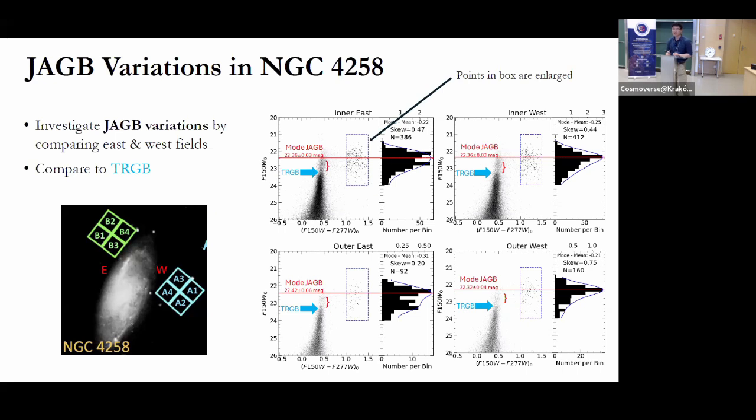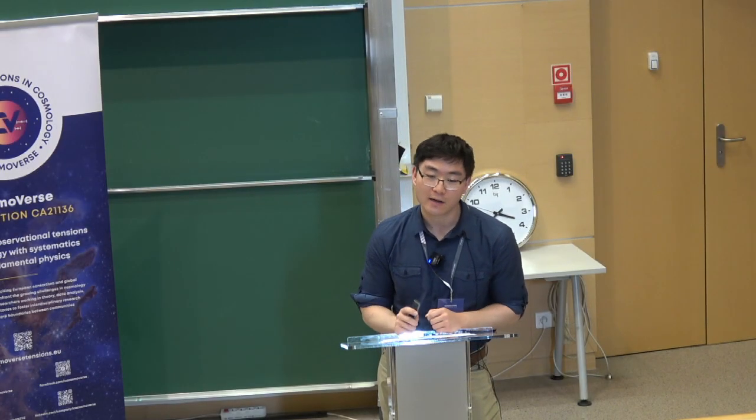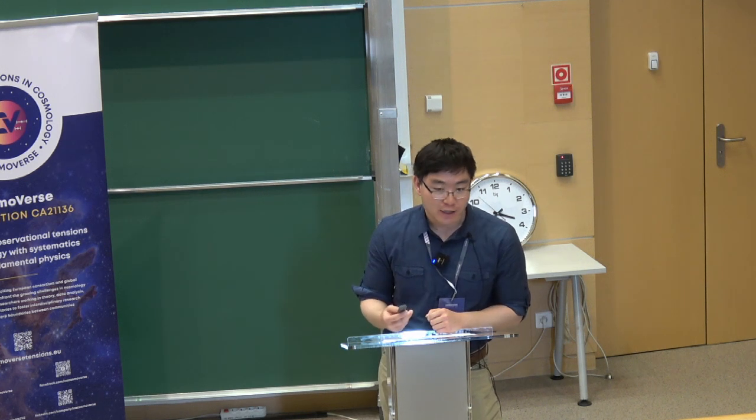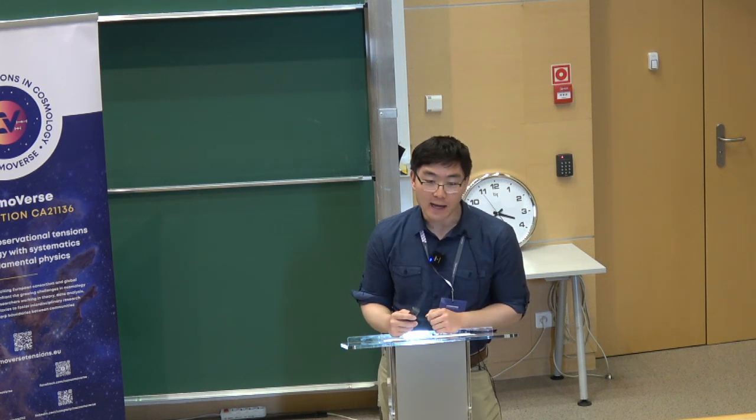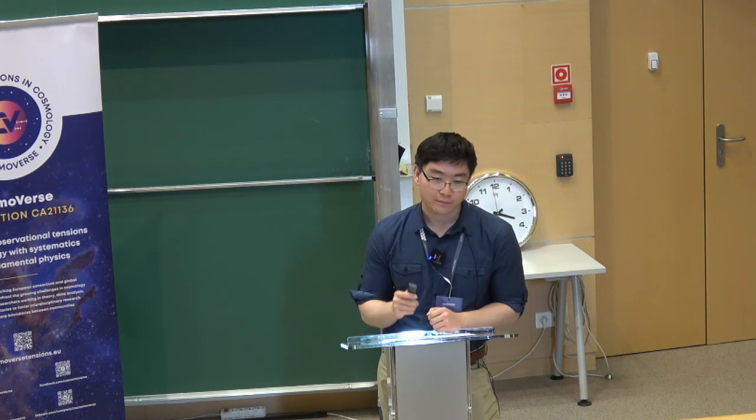So the inner region will correspond to the B3, B4, and A3, A4 regions. The outer region will correspond to the B1, B2, and A1, A2 regions. And so the color magnitude diagrams on the right here, we can immediately see several different things. One thing to point out is that luminosity functions are very asymmetric. In addition, the mode JGB, using a smoothing of 0.25, don't all agree within their statistical uncertainties.